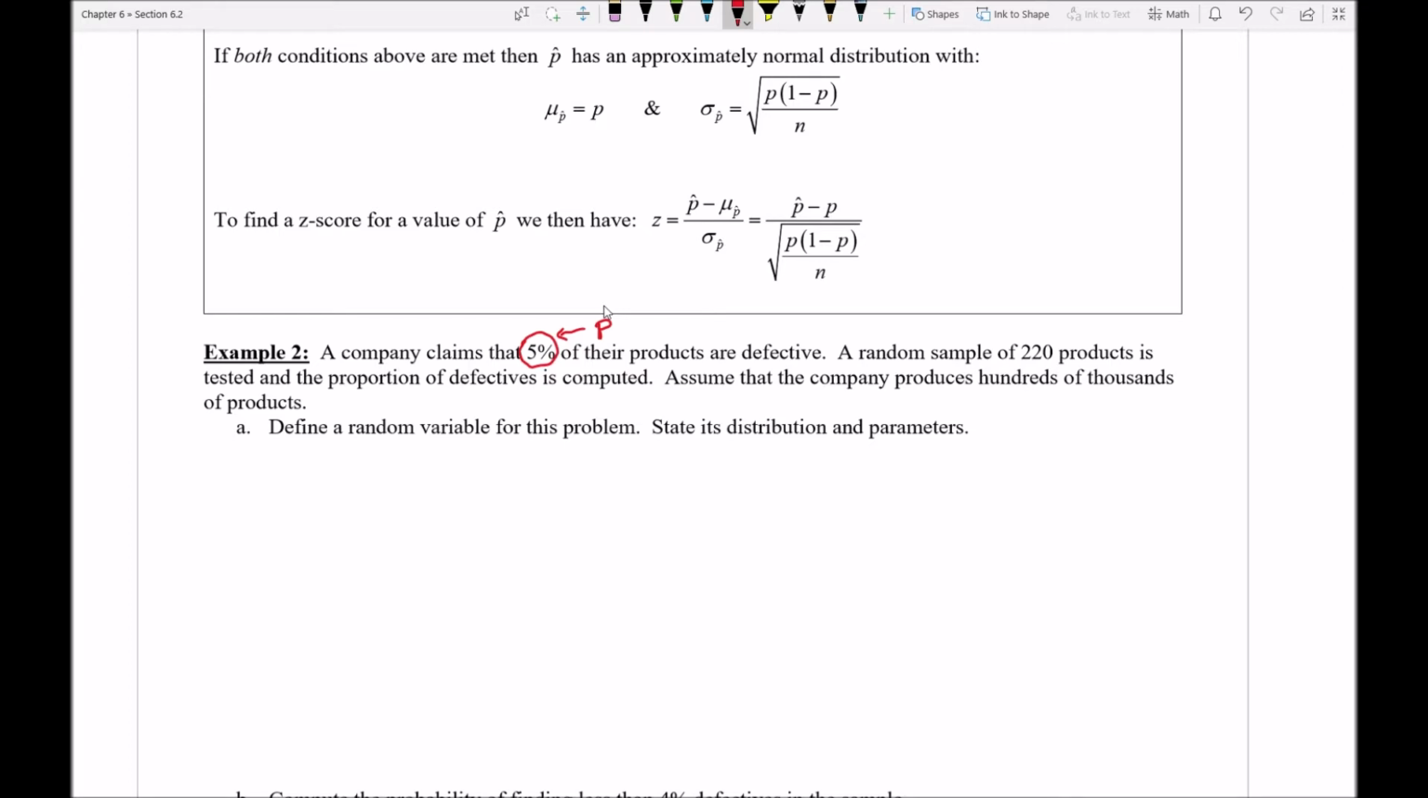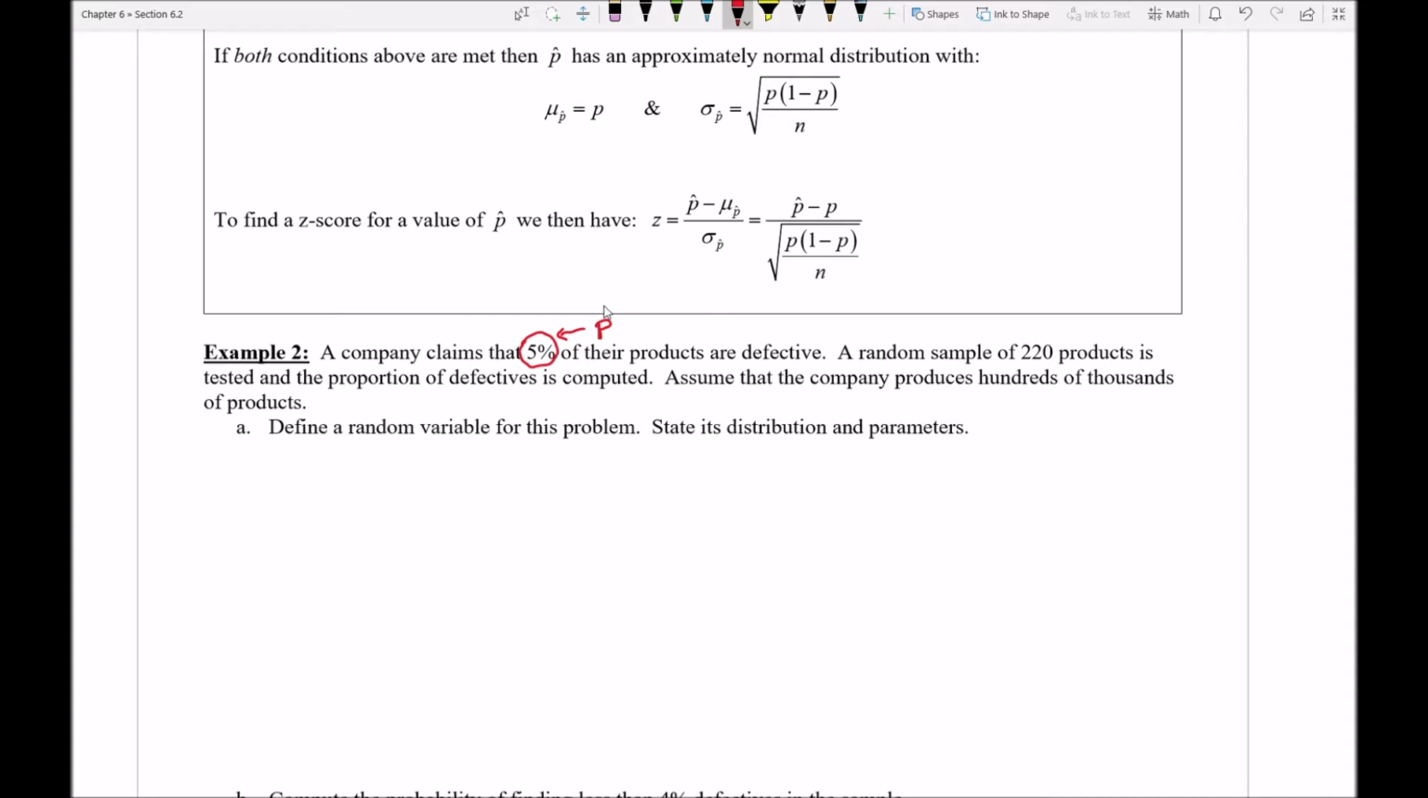Okay, so a company claims that 5% of their products are defective. Now we're going to go ahead and do a random sample of 220 products. We're going to test them, and we're going to calculate what percentage of those, just that small group of 220, is defective. Now we're going to assume here that this company produces, say, hundreds of thousands of products. Okay, so we're only grabbing a tiny, tiny little portion here.